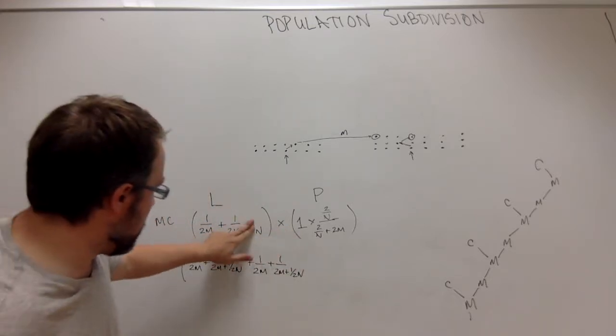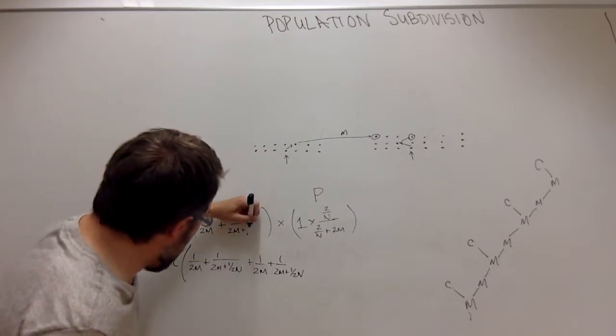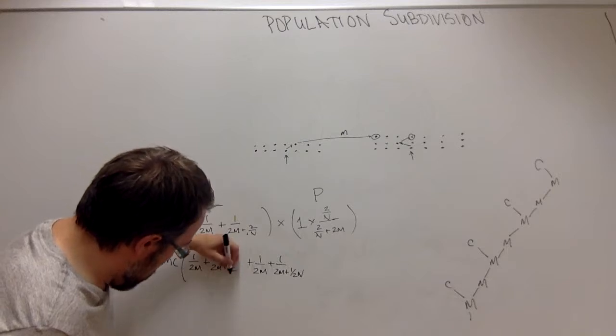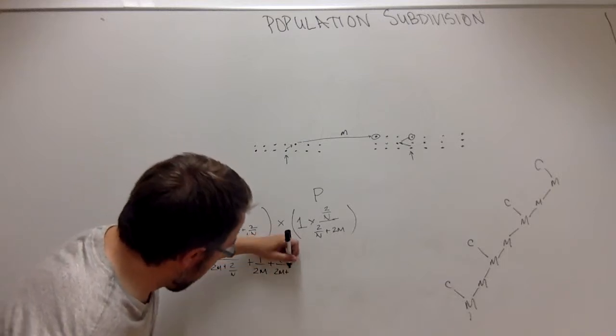I'm sorry, I made a mistake here. This should be 2 over n. This should be 2 over n. Same here.